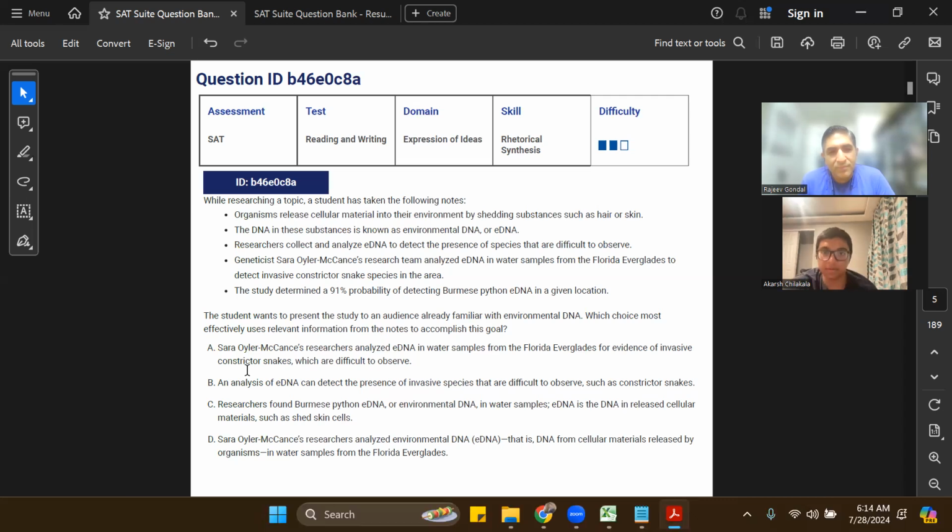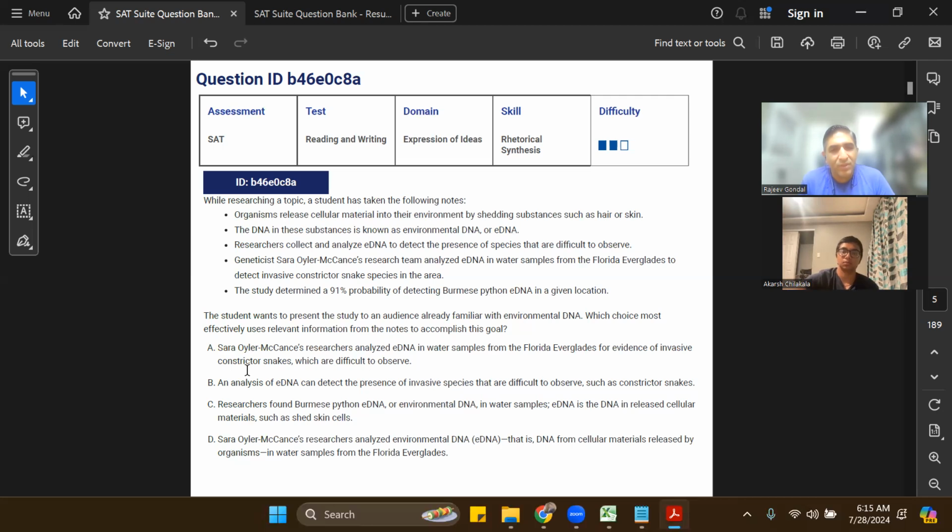A and B are giving the same type of concept, the main idea, but A uses more detail in that it uses Sarah Euler's Canny's researchers who analyze the specifics of water samples, which is like that study. So we want to present a study which is more comprehensive in A. B seems like it is sacrificing some important details, like who the researchers are and what research they did.